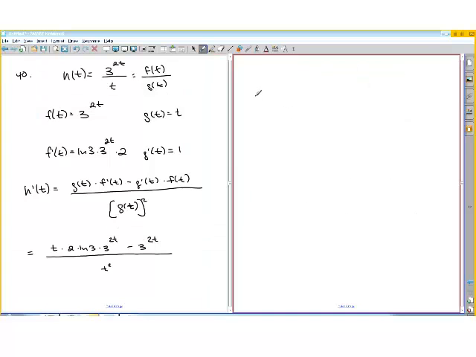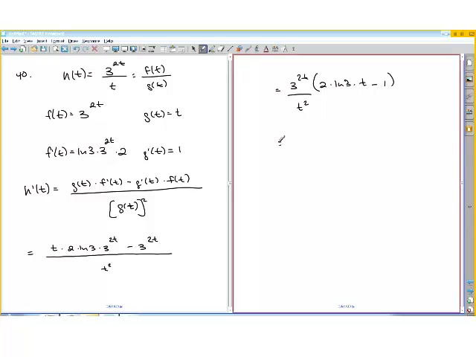And probably the only thing we really can do much with is we could factor out a 3 to the 2t. And that leaves 2 times the natural log of 3 times t minus 1, all divided by t squared. And I just put it out front because it's a little easier. It's not a whole lot of difference between the two. I could have divided both these by t.